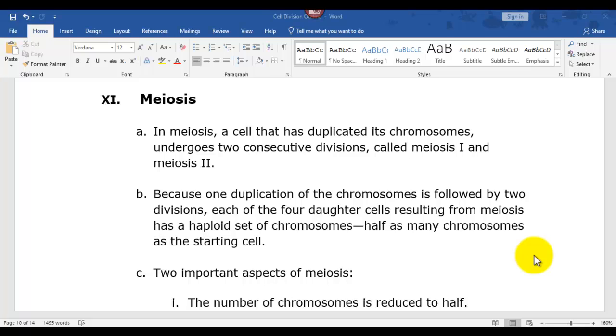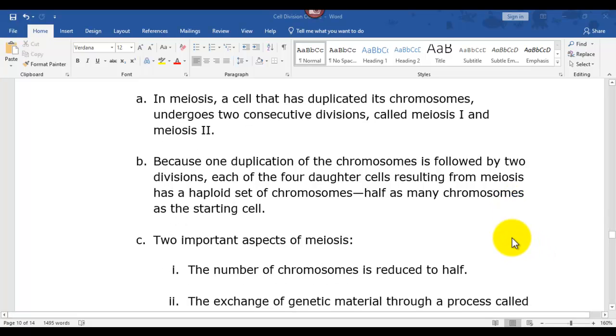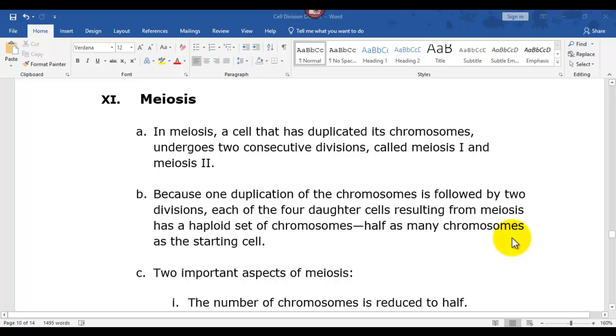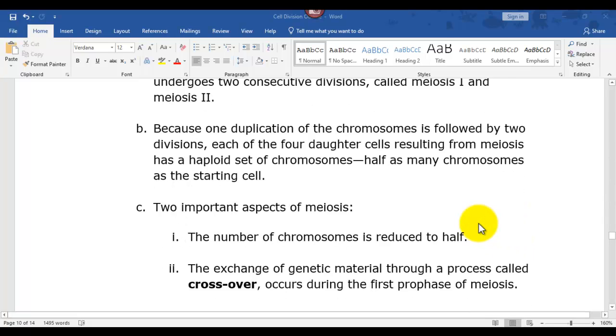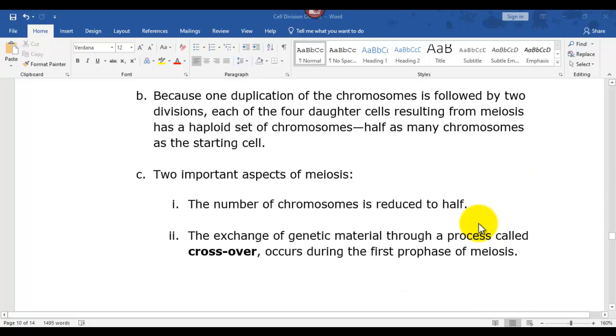Yes, there is duplication, but then meiosis 1 occurs a little differently than mitosis. Meiosis 2 is the exact same as mitosis. So your big take from meiosis will be these two things. The number of chromosomes is reduced to half. You have to have that. You can't have a 92-chromosome zygote. That's not a human being. A 46-chromosome sperm cannot penetrate a 46-chromosome egg. So there's a point when sex cells are forming that the number of chromosomes has to be cut in half.